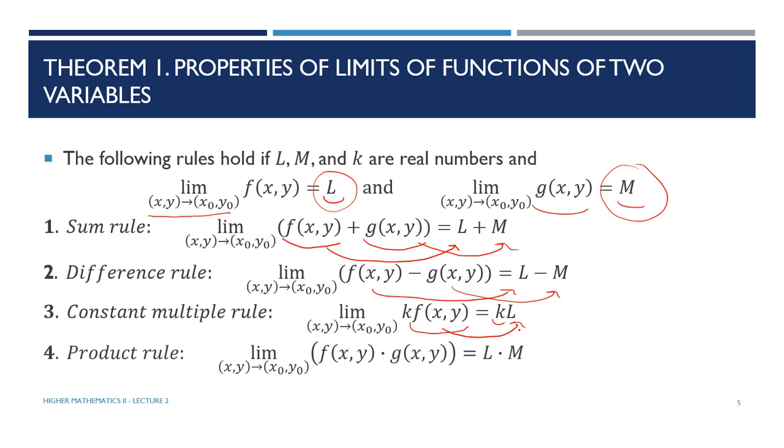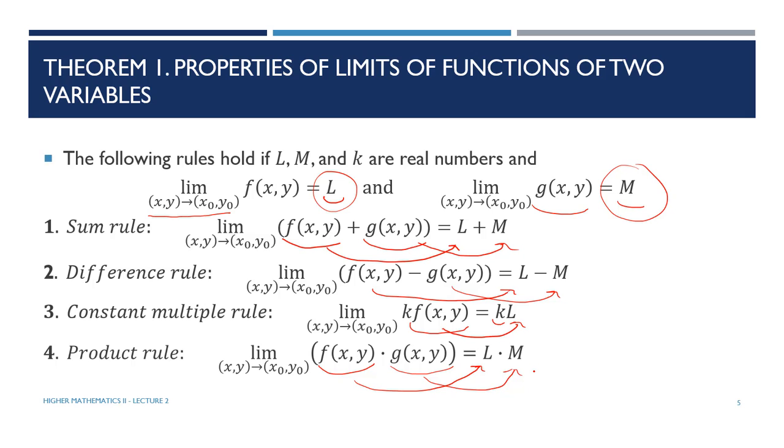And using that rule, we can create a new rule, which is called the product rule. The first rule, product rule. In this case, the limit of f of xy multiplied by g of xy. The limit of f of xy is L, and of g of xy is M. So it can be calculated directly like this.